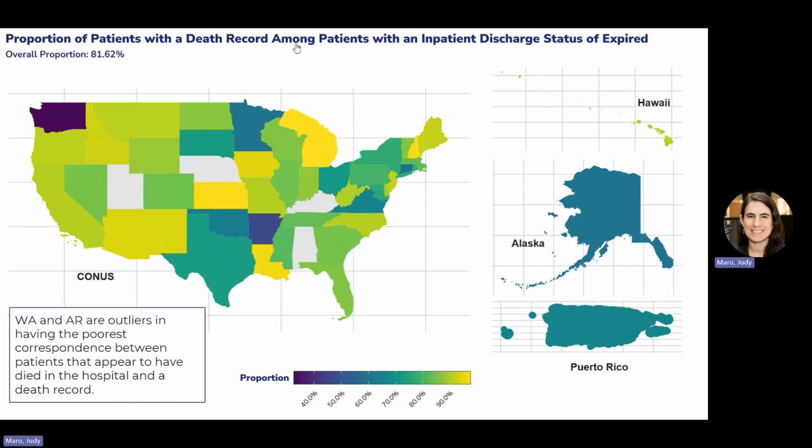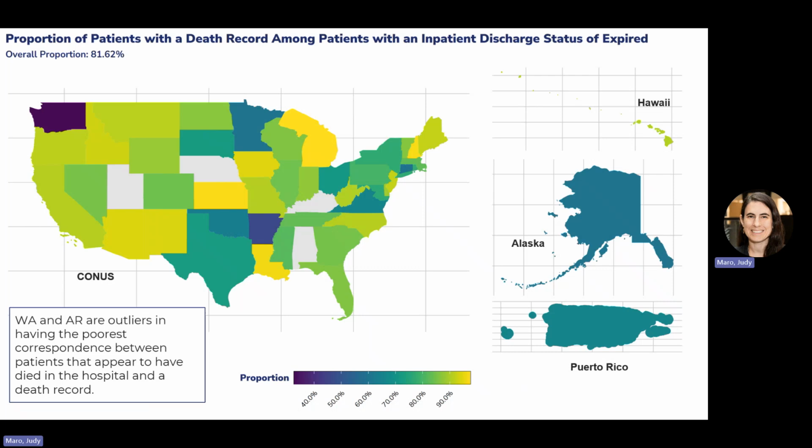So with that, we'll take a look at some of these death characteristics. So the proportion of patients that have a death record among patients who have a hospital discharge status of expired. So what does this mean? When there is a hospital visit and a patient is discharged expired, that's another way of saying that the patient died in the hospital. So we would expect that of all of those patients that died in the hospital, there would be a corresponding death record for those patients. And we see overall in the proportion in our data that 81% have a corresponding death record when there is an inpatient discharge status of expired.